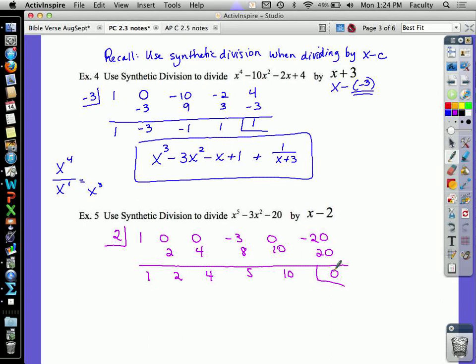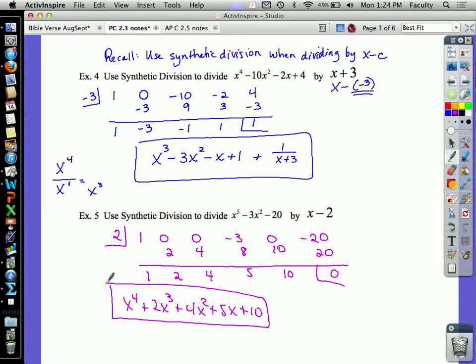So what is the degree of my answer? 4. So this is x to the 4th plus 2x cubed plus 4x squared plus 5x plus 10. And what does 0 remainder mean? Say it again. There is no remainder. Okay, there is no remainder.